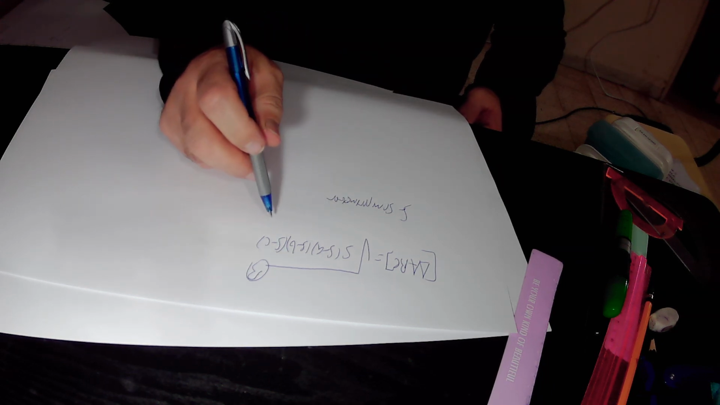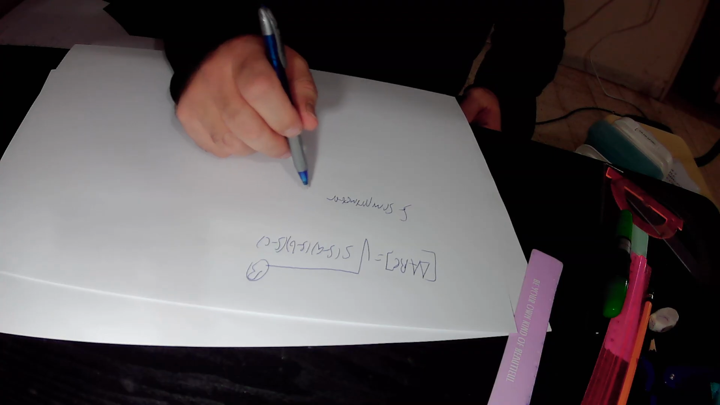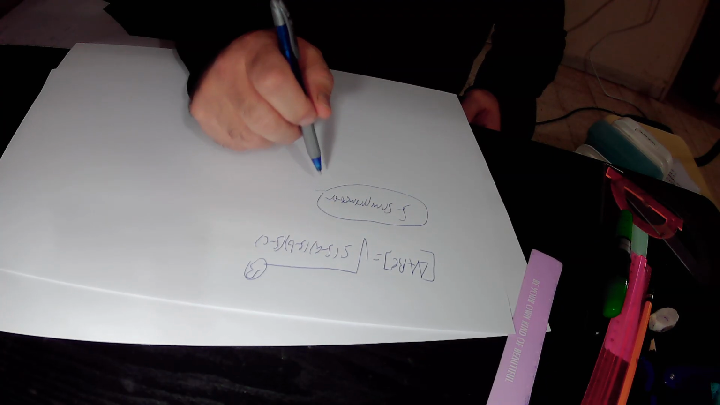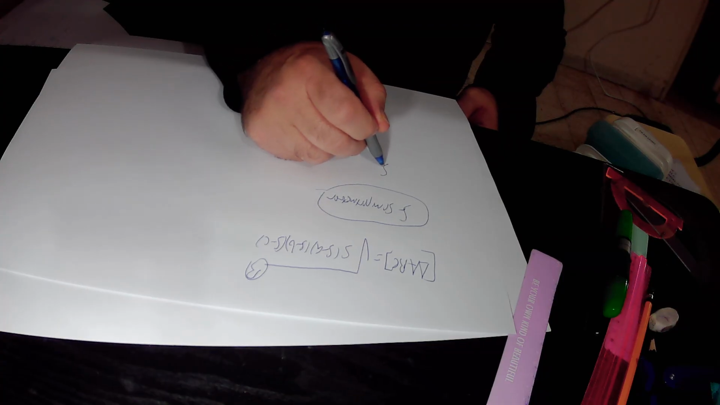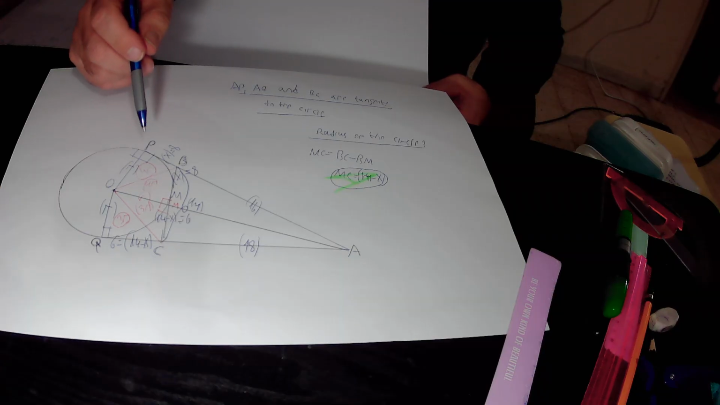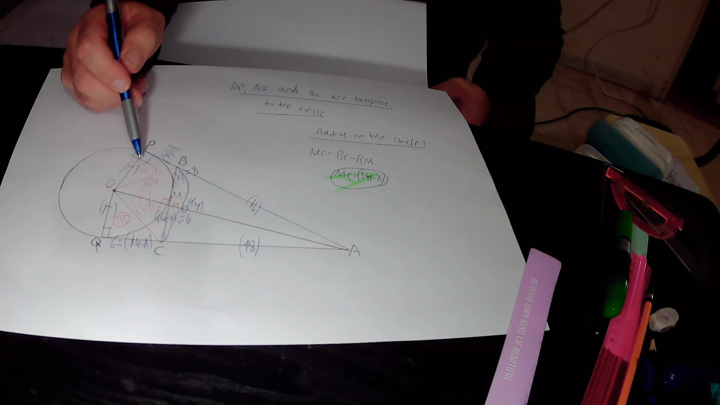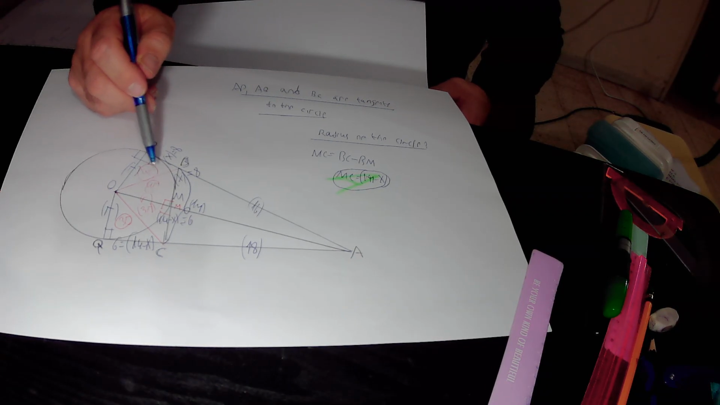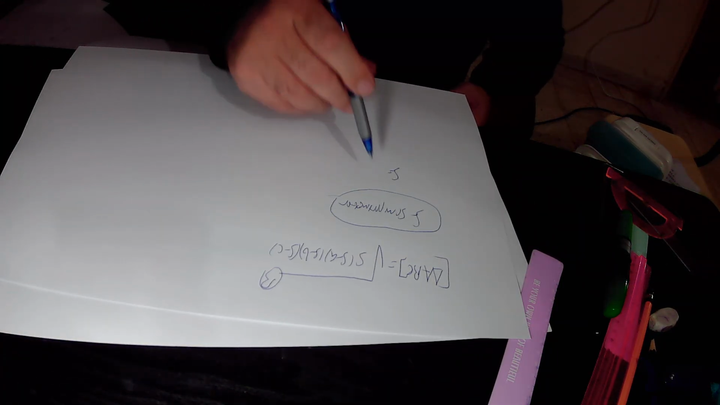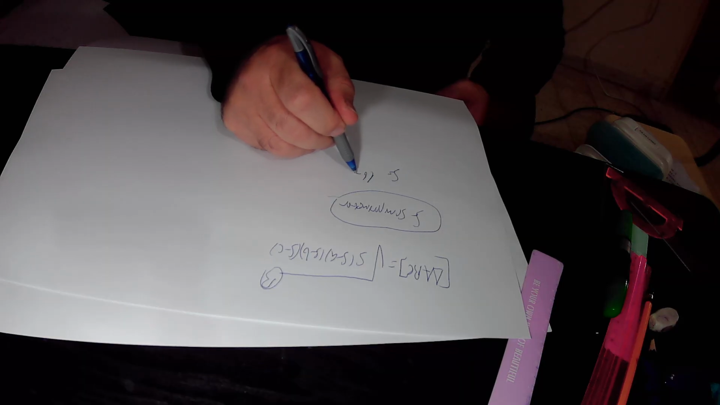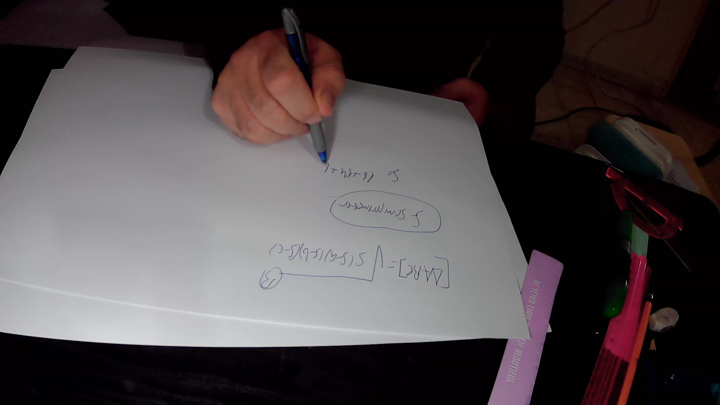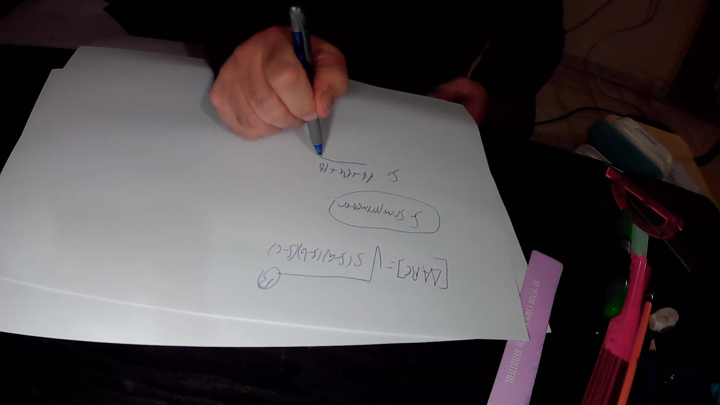A, B, and C are the side lengths of triangle ABC. The semi-perimeter of any triangle equals the perimeter over 2. Therefore, S equals the perimeter, that is 16 plus 14 plus 18, over 2. 16 plus 14 plus 18 is the perimeter, and the perimeter over 2 is the semi-perimeter.